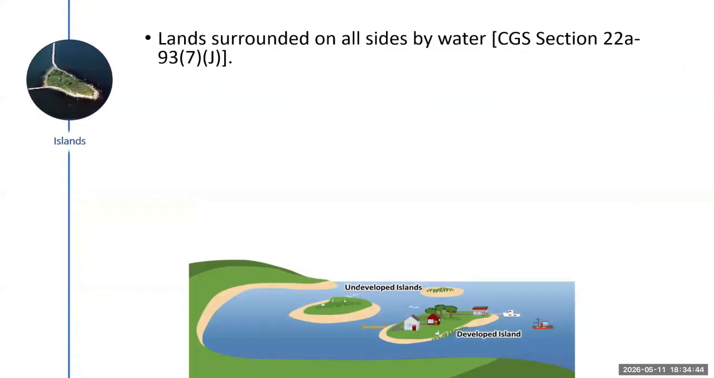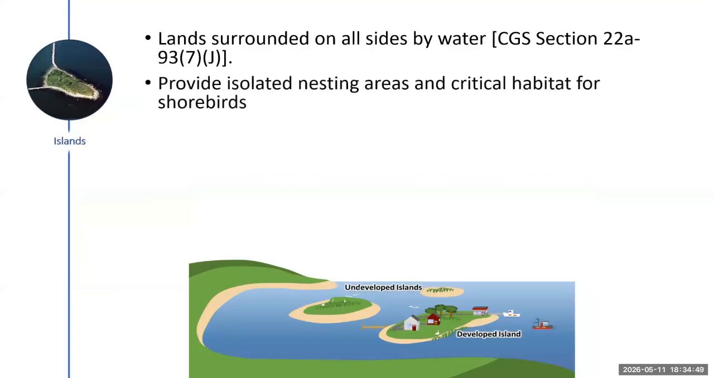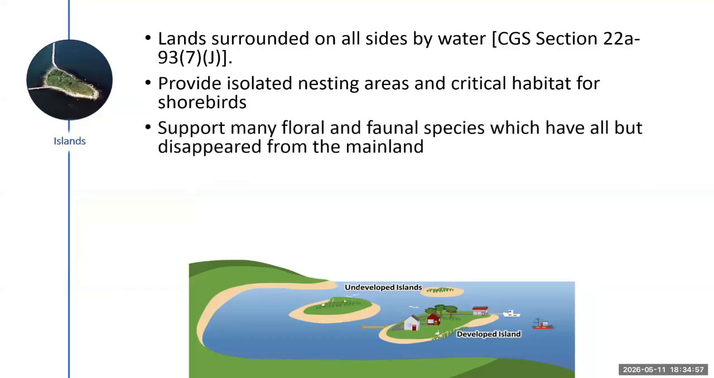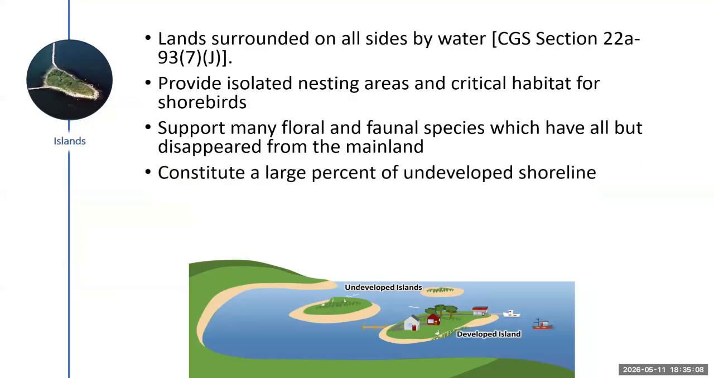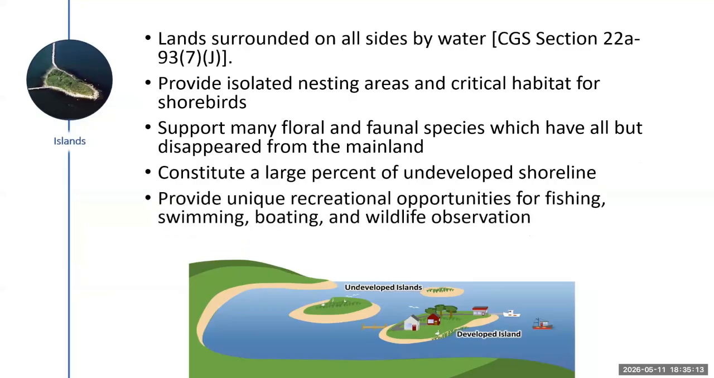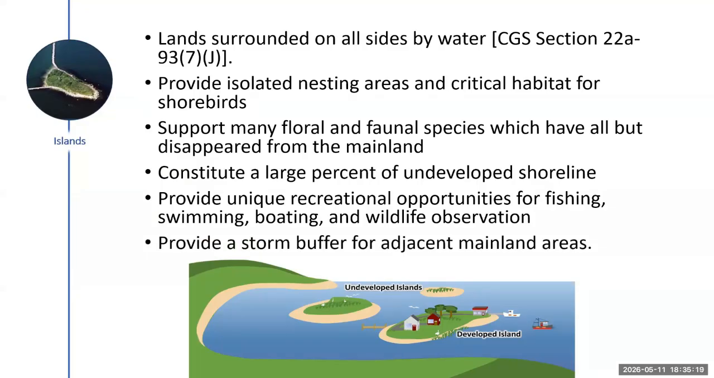And so we have islands, which are obviously land, well, except in Clinton, where they have a place they call an island. It's not an island. But islands are land surrounded on all sides, with nesting areas and critical habitat for shorebirds. They support various floral and faunal species, some of which are not living on the mainland anymore. They constitute a large portion of our undeveloped shoreline. They also provide recreational opportunities, fishing, swimming, boating, wildlife observation, and they provide a storm buffer for the mainland areas.